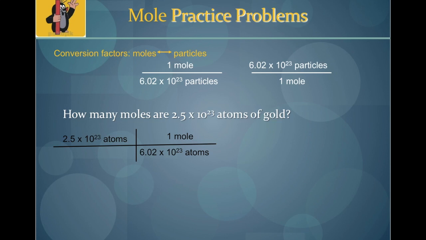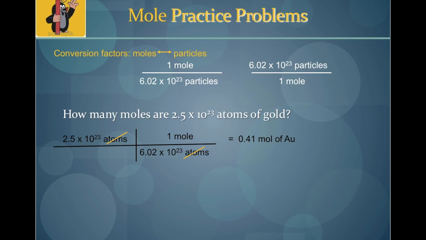What I always do is write my units and make sure that they cancel. So if we have mole on top and atoms on the bottom for our conversion factor, atoms will cancel and we'll end up with moles, and the question is asking how many moles. That's what we want. So this is the way we're going to set up the problem. There's atoms canceling, and the 10 to the 23rd is also going to cancel, so it's essentially equal to 2.5 divided by 6.02, and that turns out to be 0.41 moles of gold.